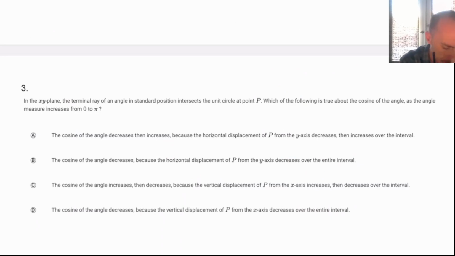All right, this next problem is talking about the terminal ray of an angle in standard position intersecting the unit circle at point P. Okay, now something that I obviously did not emphasize well enough in my own sections of AP Pre-Cal was when they say the unit circle, they are talking about the circle that's centered at the origin in the XY plane and has radius 1. Okay, there's only one unit circle. So I just wanted to remind you of that, but before it was too late. So which of the following is true as the angle measure increases from 0 to pi?